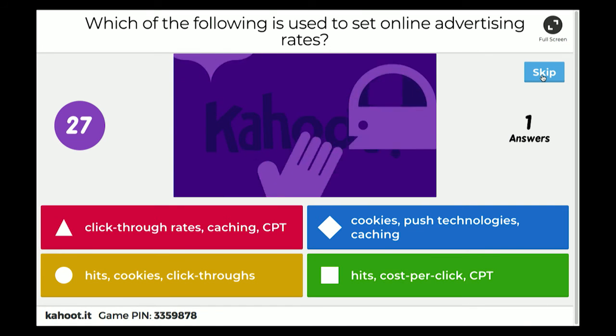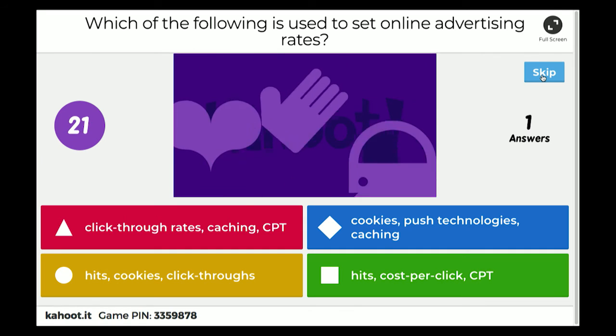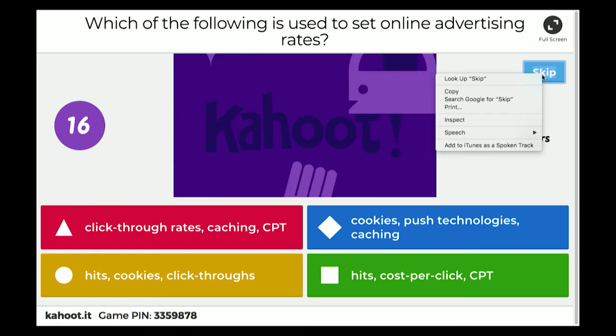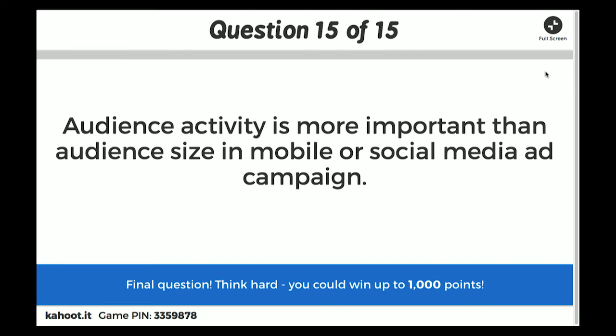And 14, which of the following is used to set online advertising rates? We didn't quite get to this. Well, we read the list, but I didn't put any emphasis on this. So this one's tough. Let's skip, because we're at the end of our time anyway. Whoa, but 2 people got it. Way to go. The number of hits per page, the number of costs per clicks, or the cost per transaction. All of those are valid ways that advertising rates are set. Other stuff wasn't mentioned.